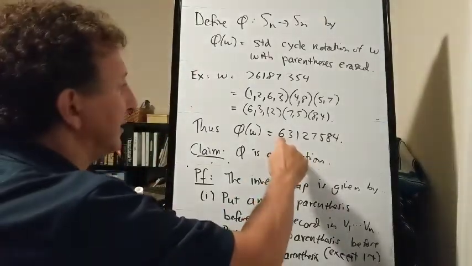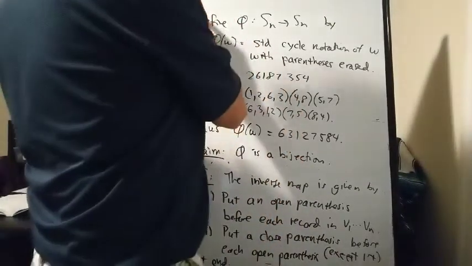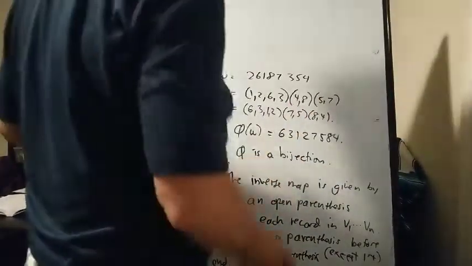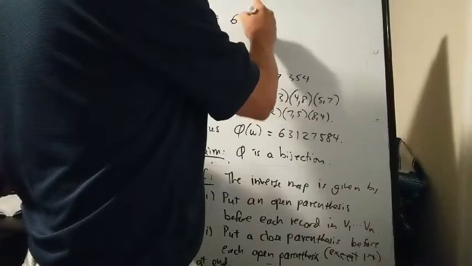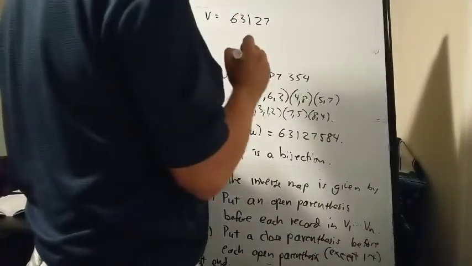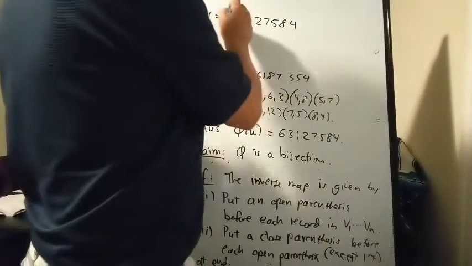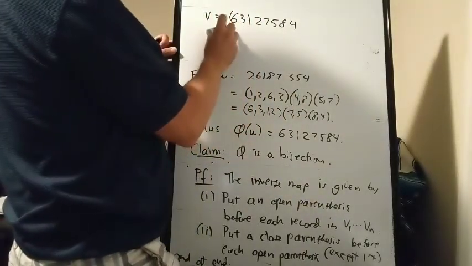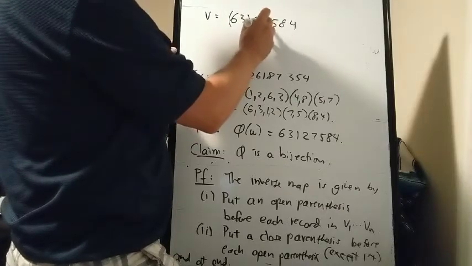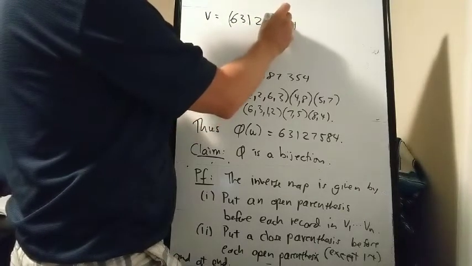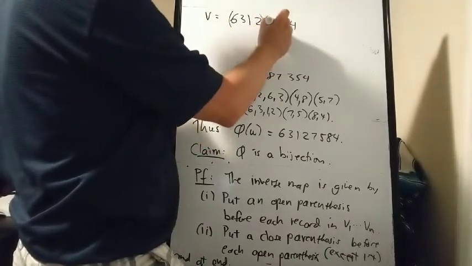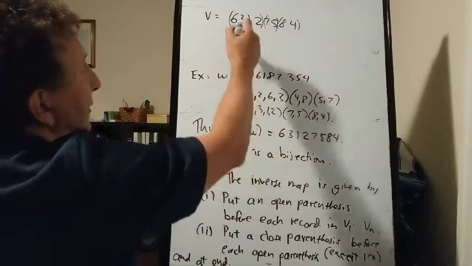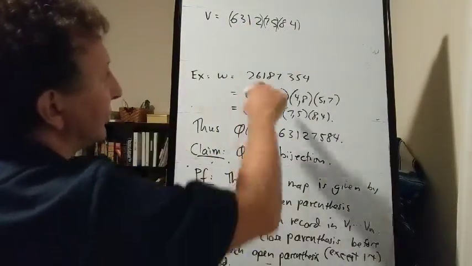Alright, so let's say we start with this and we don't know what permutation that came from. So if V is 6, 3, 1, 2, 7, 5, 8, 4. Put a parenthesis before the 6 because that's the greatest thing we've seen so far. And then before the 7 because that's now the greatest thing we've seen so far. And before the 8. And then we put closed parentheses before every parenthesis except for the first one, of course. And then another one at the end. And we can see that what we get is 2, 6, 1, 8, 7, 3, 5, 4.